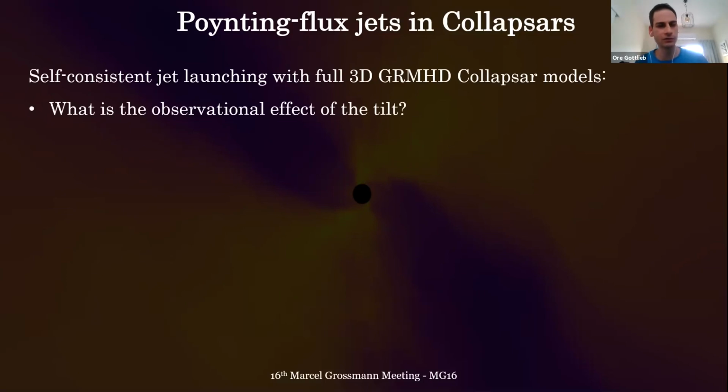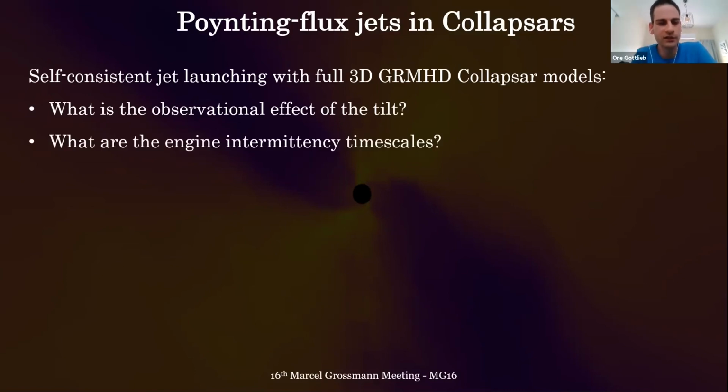One thing that we would like to see, and this is very relevant to prompt emission as well, is what would be the observational effect of the tilt? We see that the tilt can even get to 60 degrees or so. So we have jets that are launched in all directions, and we would like to see if we can get any observational effect of the tilt, or if it only takes place while the jet is still inside the star. What are the engine intermittency timescales?